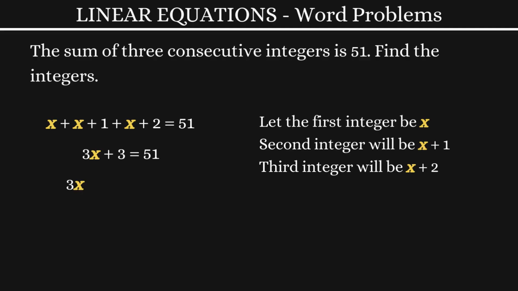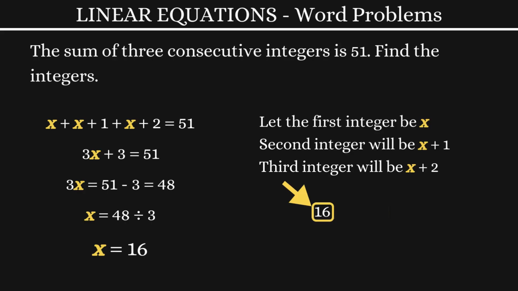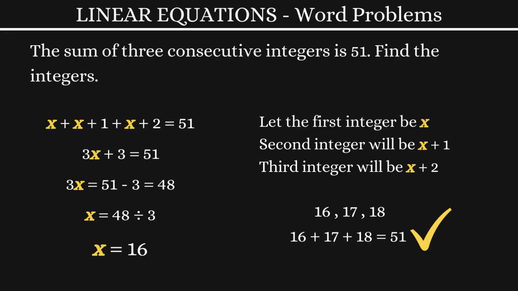3x becomes 51 minus 3, which is 48. So x is equal to 48 divided by 3, and that is 16. This means our first integer is 16. So the other two become 17 and 18. On adding these three, we get 51. And that means our answer is correct.